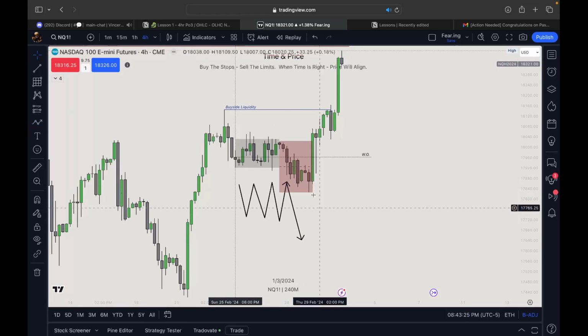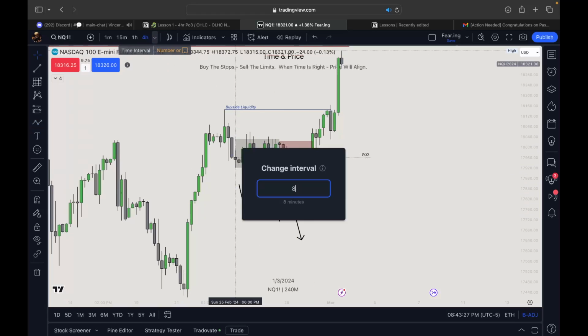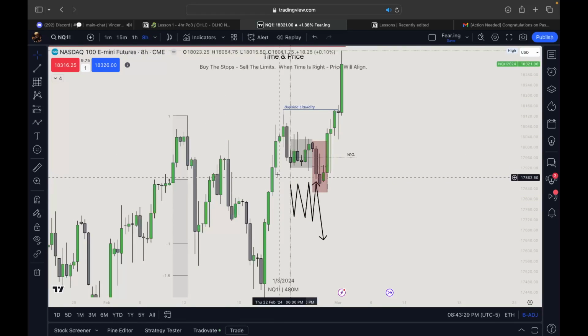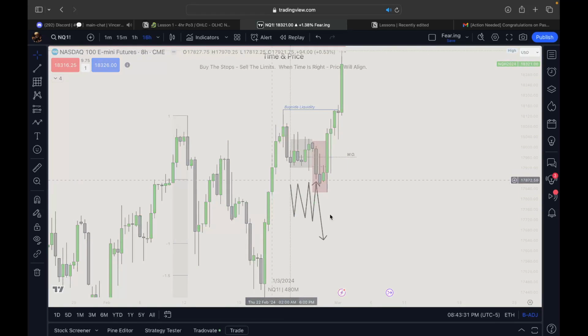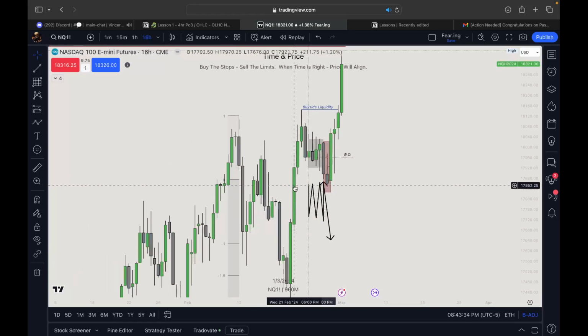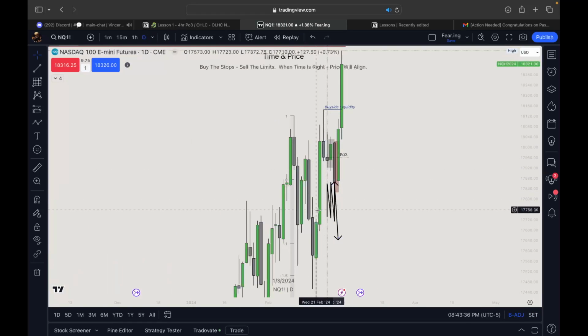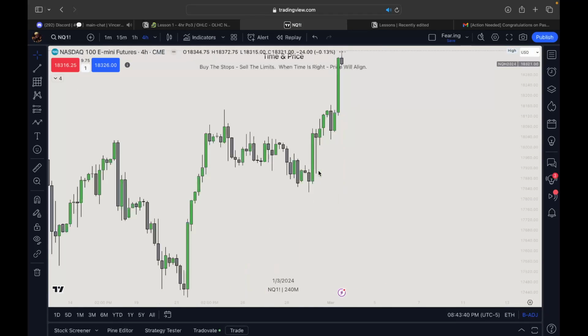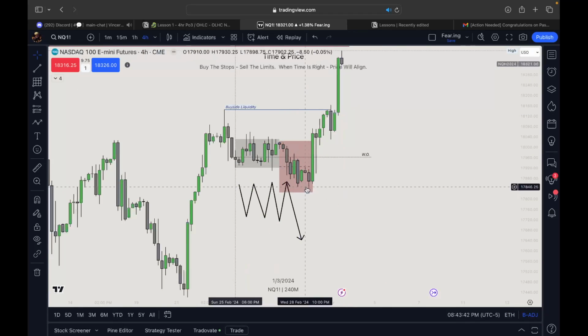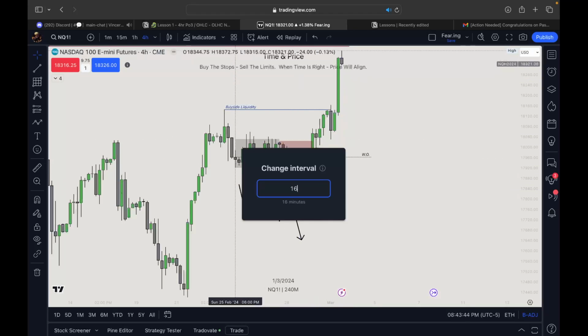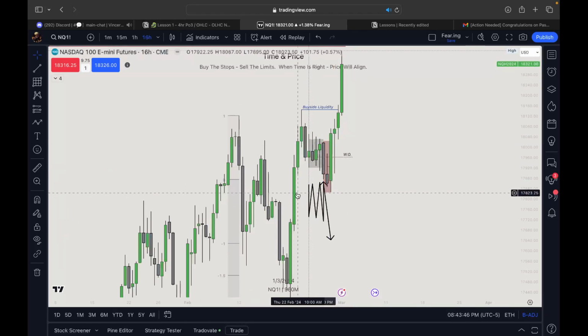And high time frame PD array. We can look on the 8-hour BISI, 16-hour BISI, and daily BISI. So that could be a turtle soup, our entry inside of the 16-hour, daily, 4-hour, 8-hour. If you're confident in it, this can be your entry.